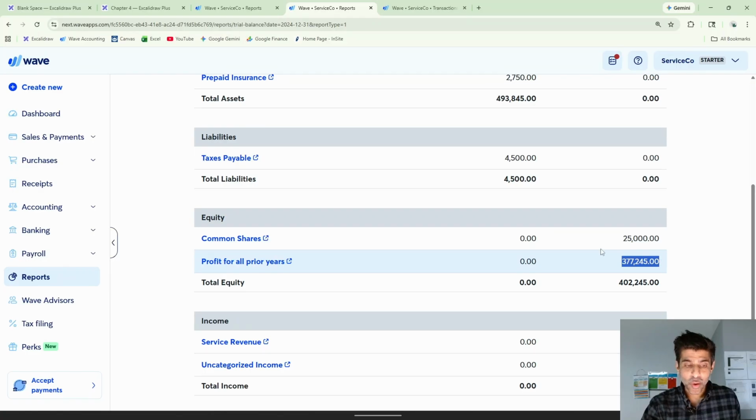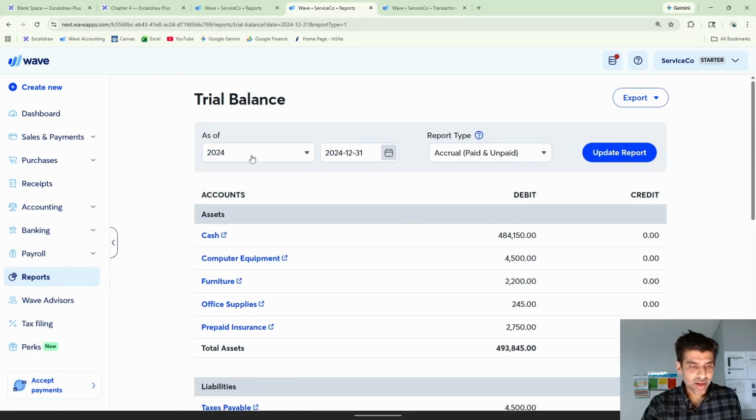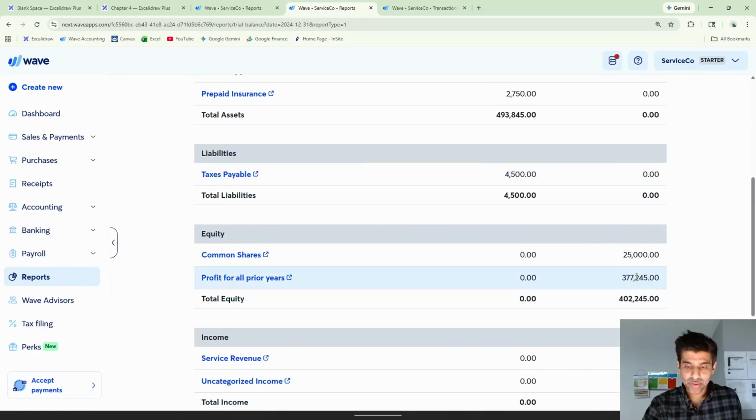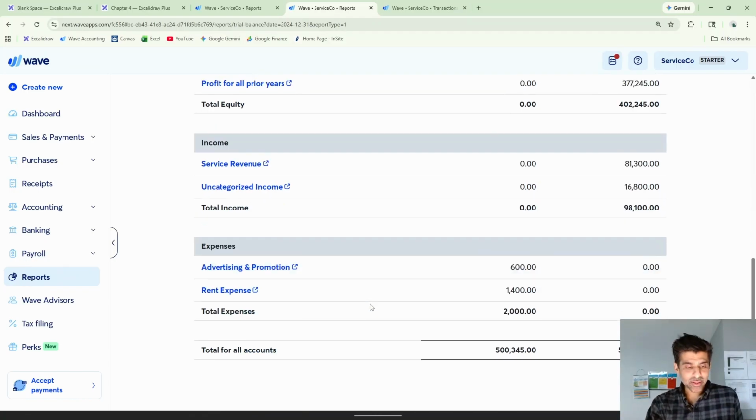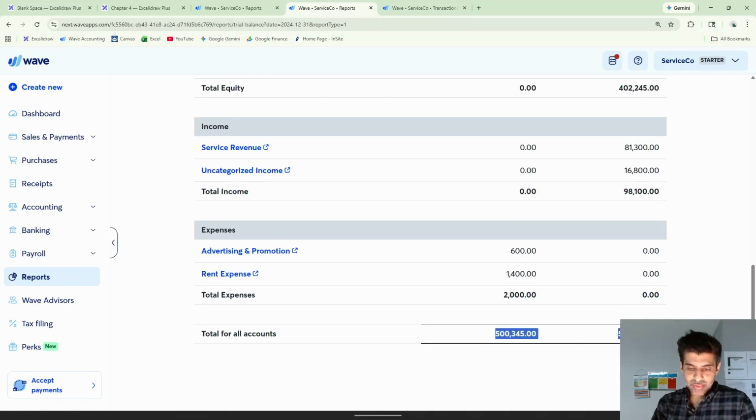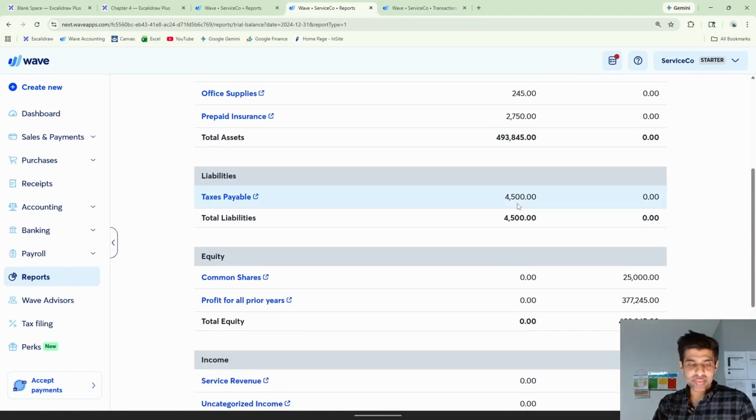So there's some contributed capital. Since this is only looking at 2024, you see that they're calling retained earnings profit from all prior years. But that's essentially like the beginning balance of retained earnings. And then we're adding, of course, the income and expenses from this year, and we would update that and the dividends. You can still see here that it balances, even though I have this mistake.